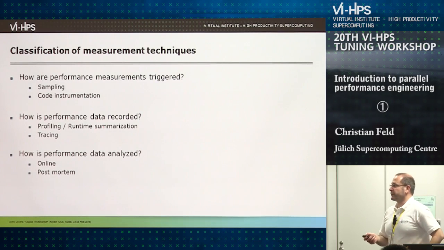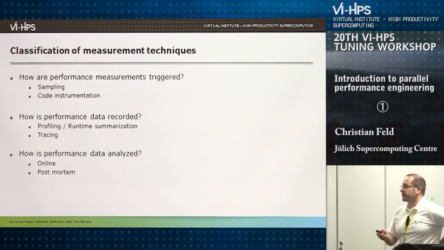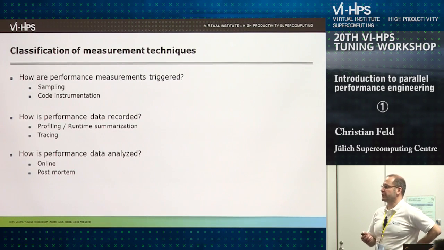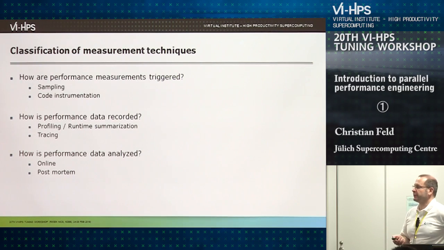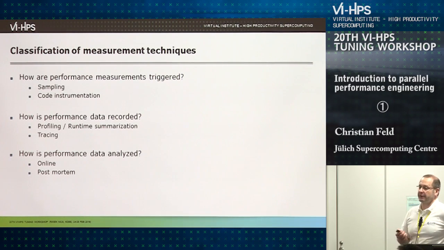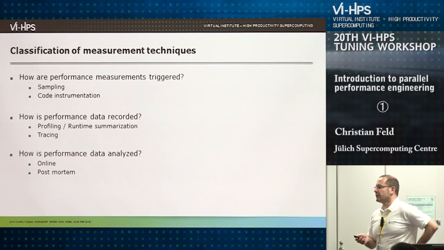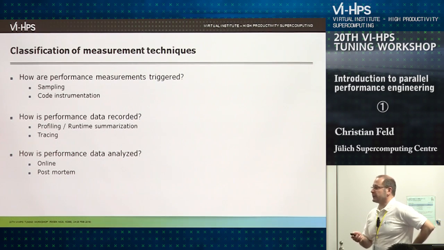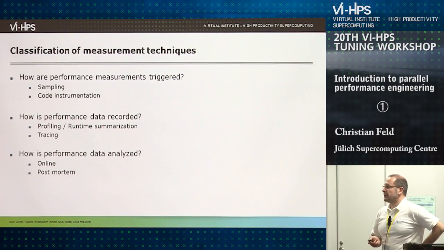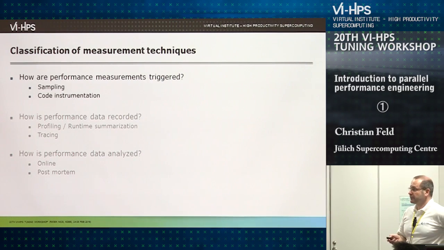The first question is, how is performance measurement triggered? There are basically two options, sampling and code instrumentation. Then we ask the question, how is performance data recorded? Then we have profile or runtime summarization, and on the other hand, tracing. And then we can ask, how is the performance data analyzed? There are also two options. You can do it online or after the measurement. So let's start with how the measurements are triggered.